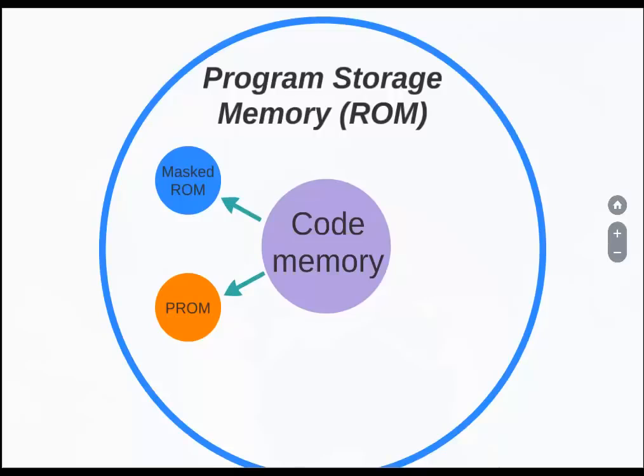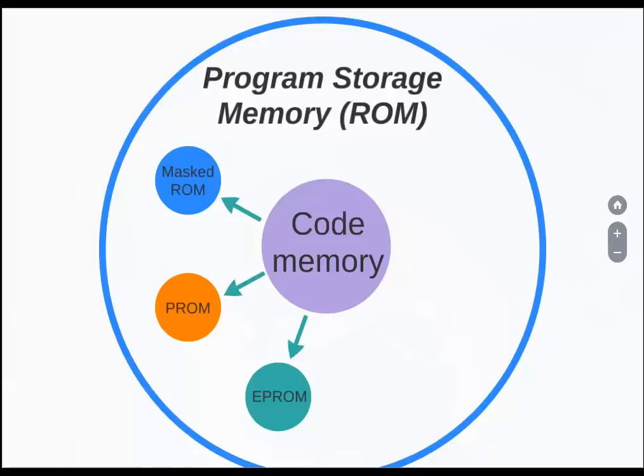and one can actually program it. Once you buy it from the market, it is blank. You can program it with your code. But once it is programmed, it cannot be reprogrammed again. The next type of memory that we have is an EPROM, also called erasable programmable read-only memory.